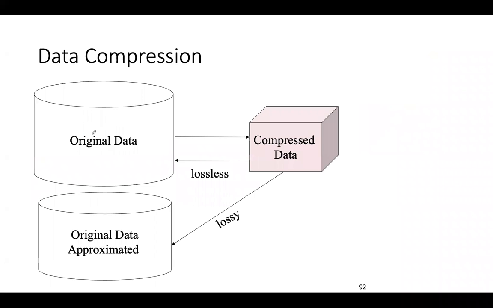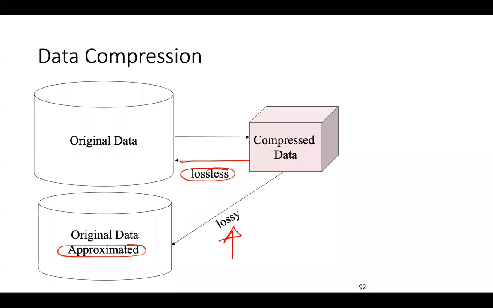As you can see here, we have our original data, we compress the data, and we extract the data back to its original data. We call that lossless. But if we extract only an approximation of that data, we call this lossy.